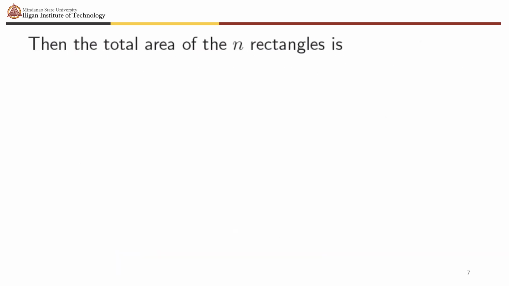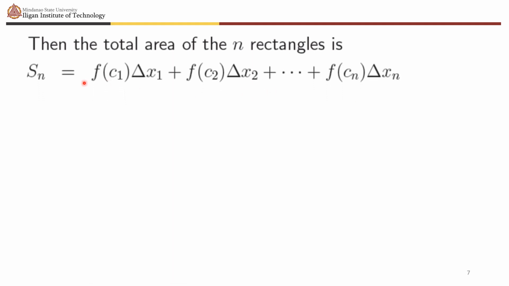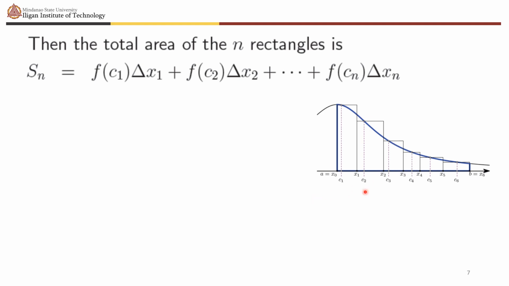So the total area of the n rectangles is now given as f of c sub 1 times delta of x sub 1, so that's your s sub n, plus f of c sub 2 delta of x sub 2, plus up to f of c sub n delta of x sub n. So you can see from here, this area of rectangles will constitute the area under the given curve.